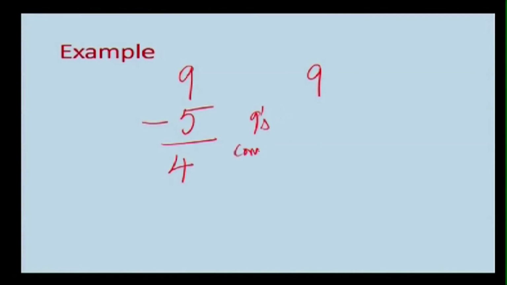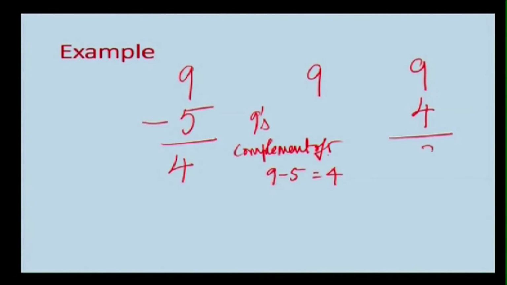9's complement of 5 will be, how we take the 9's complement of 5 is, we have to take 9 minus 5, which will be 4. So, I have to take the minuend as it is. The 9's complement of 5 is 9 minus 5, 4. Now, I have to add this up. When I add up, I will get 3 and a 1, I will get 1 and 3.